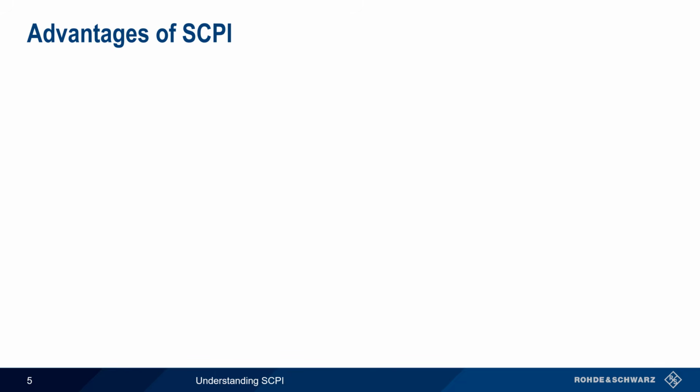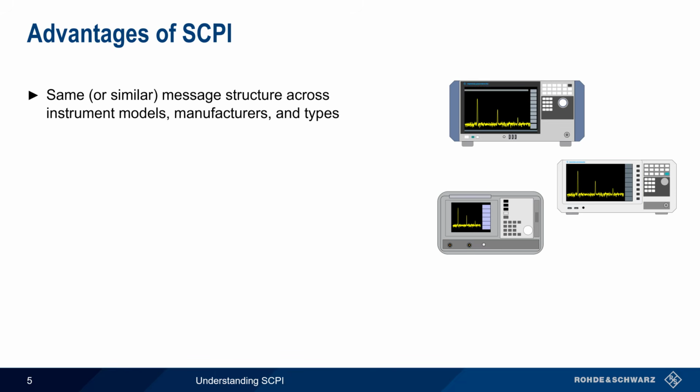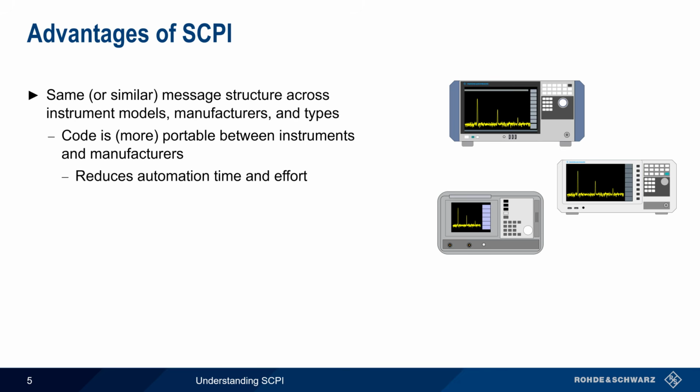SCPI has numerous advantages. First and foremost is having the same, or at least a similar, message structure for different makes, models, and types of instruments. This makes code more portable between instruments and manufacturers, and reduces the time and effort needed to design automation or remote control. A standard structure also makes SCPI easier to learn, and easier to debug or troubleshoot.